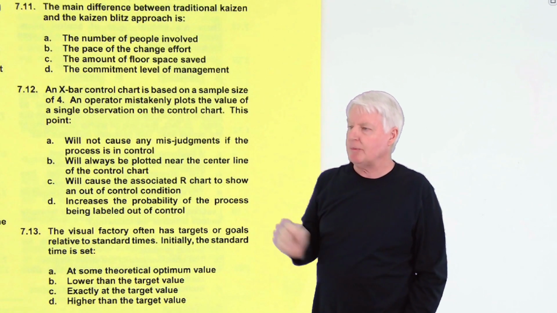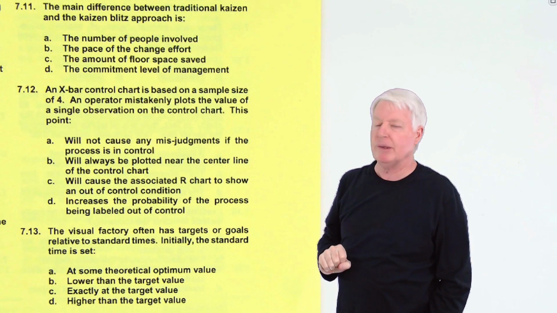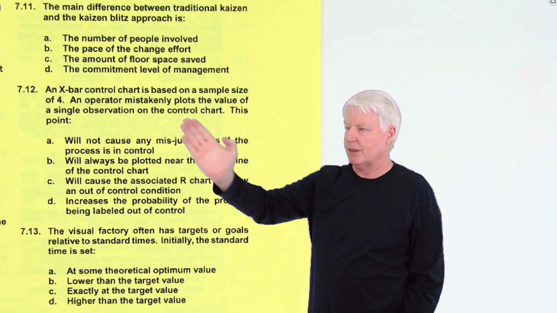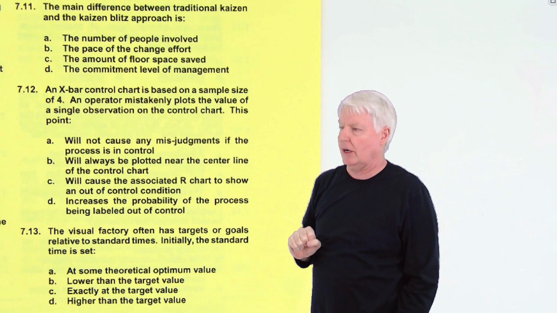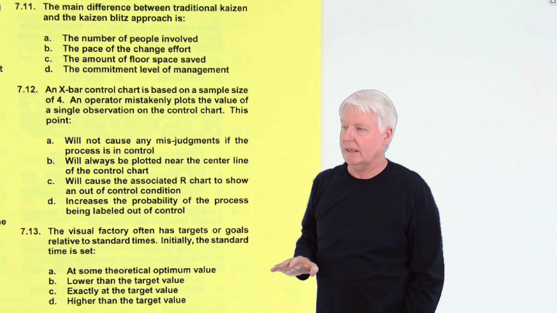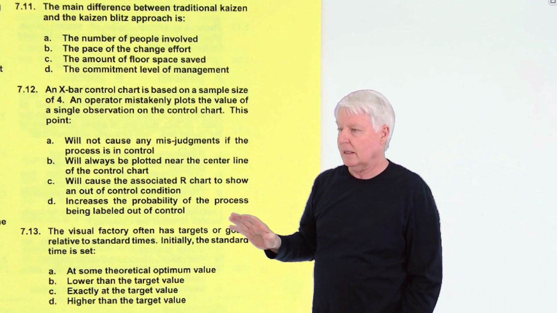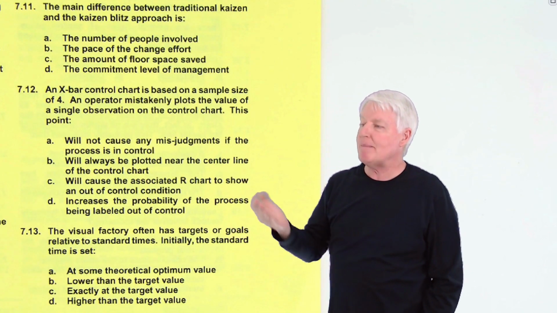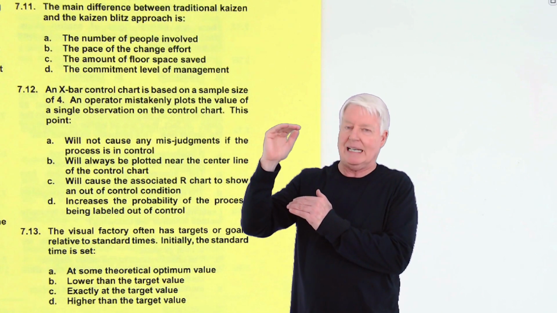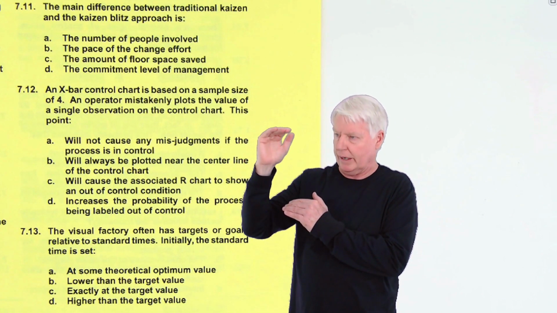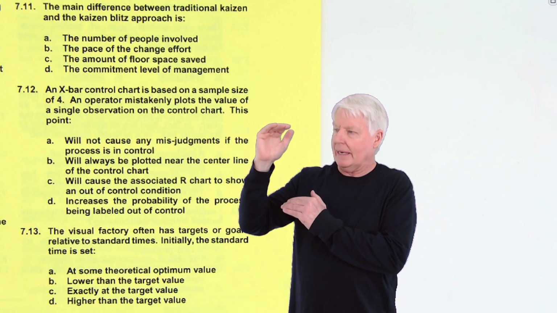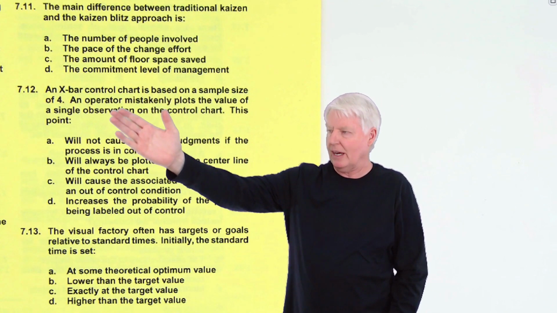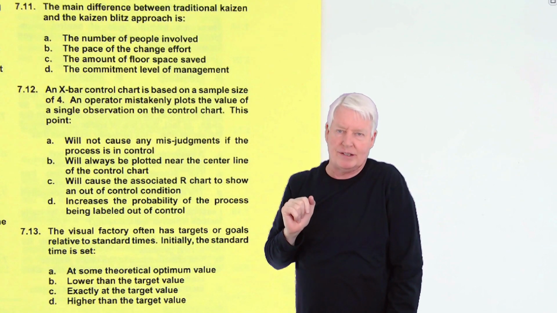12 here, an X bar control chart is based on a sample size of 4. An operator mistakenly plots the value of the single observation on the control chart. This point means what? Well, this is a very tricky one. Why? Because the control chart was designed for a sample size of 4. And the operator just plots 1, gets a sample size of 1. He's supposed to get a sample size of 4.